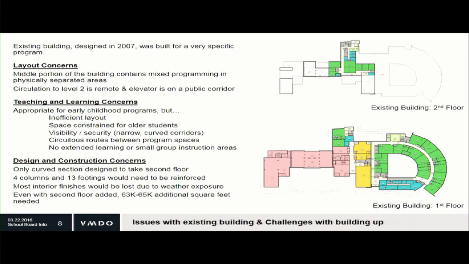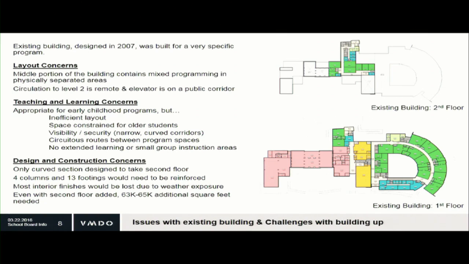So from a teaching and learning environment, the existing spaces with the curved corridor and the way the classrooms are laid out are very effective for a pre-K and K environment. They're less effective when you go up into the older grades. So that's something that needed to be considered.